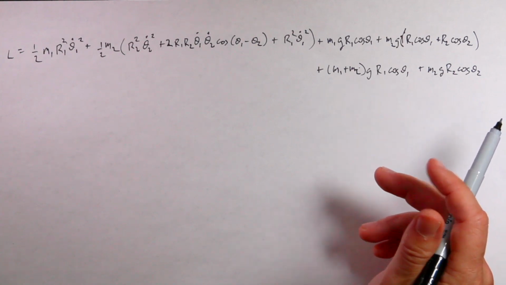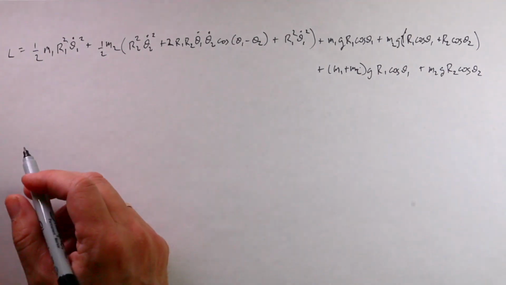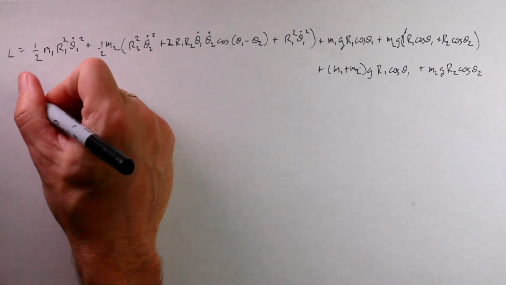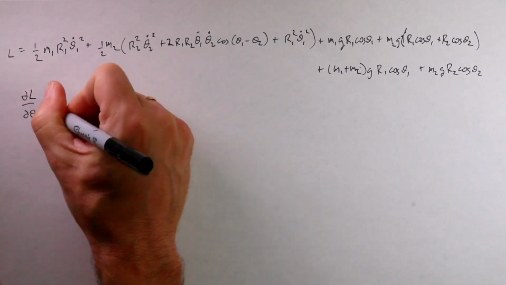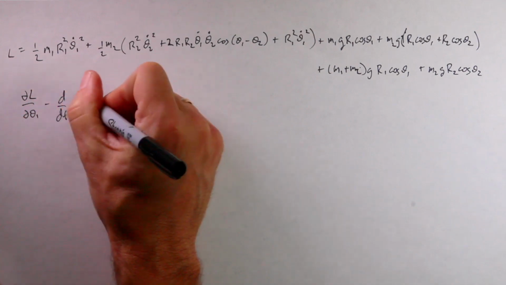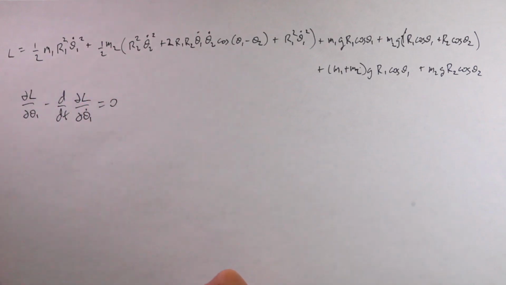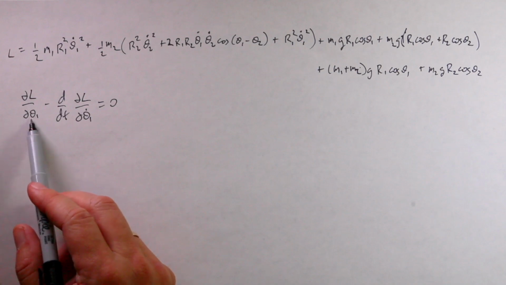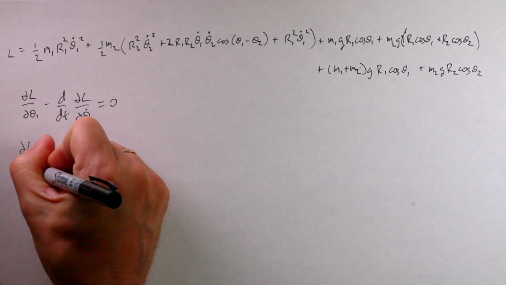Okay, so now we can start using the Euler-Lagrange equation. I'm going to start with theta 1. So the Euler-Lagrange equation for theta 1 says this: the partial of L with respect to theta 1 minus the derivative with time of the partial of L with respect to theta 1 dot is equal to 0. So let's break this into parts. I'm going to first take the partial of L with respect to theta 1.